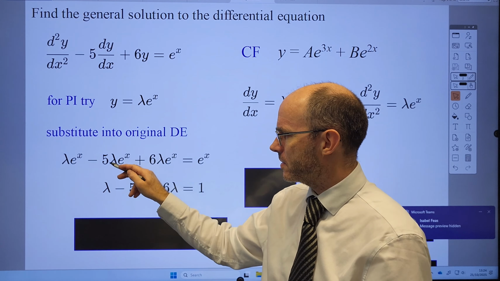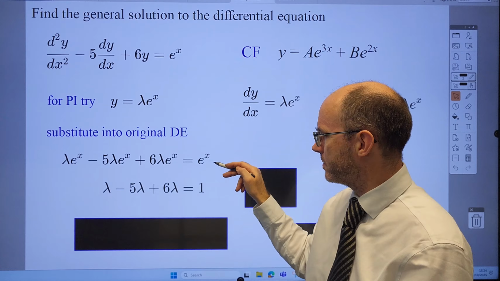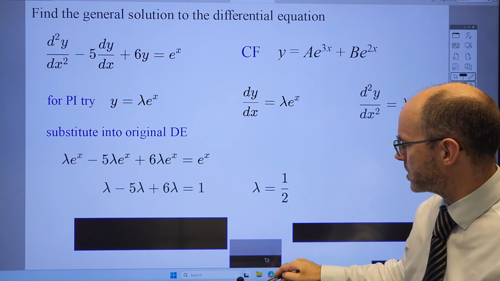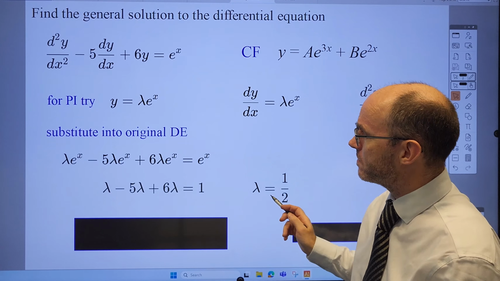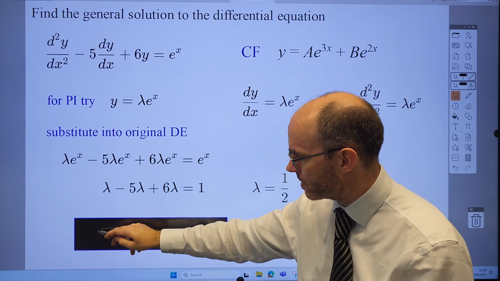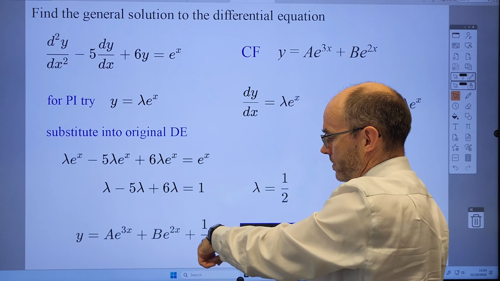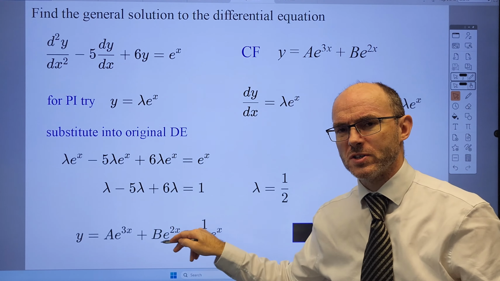So lambda, -5 lambda, 6 lambda, 1. And then that makes it quick and simple to solve. The value of lambda must be 1/2. And then that gives us the particular integral. So the final solution, the general solution, is this here on the end, with the complementary function here, of course.